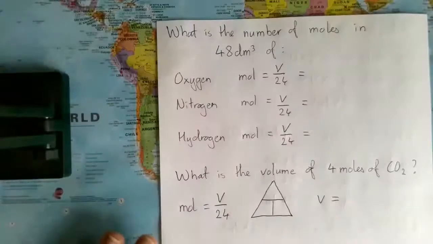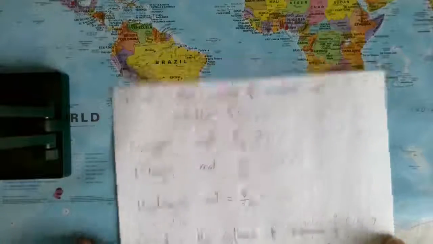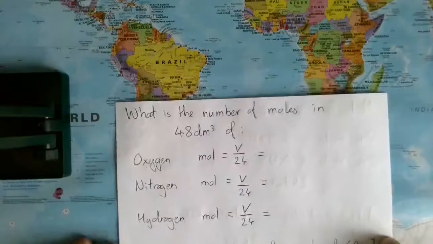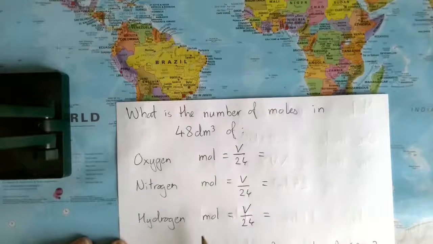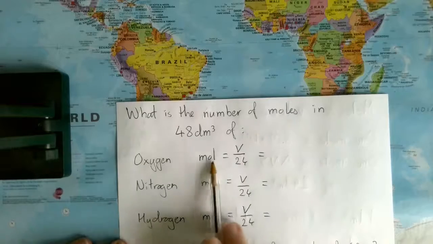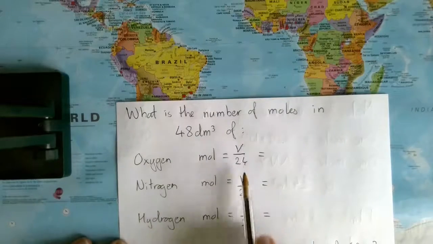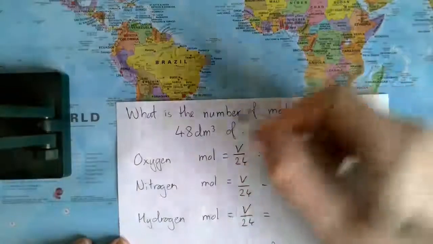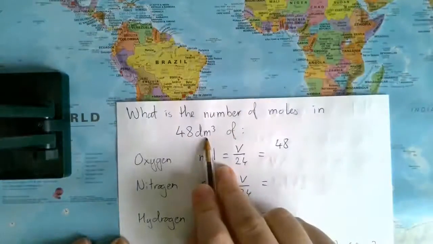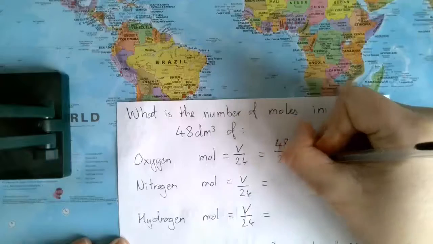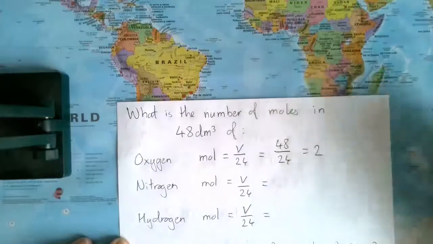Let's try this out. Here's the question. What is the number of moles in 48 decimeters cubed of oxygen? Why not go with an easy one? Here's the equation. Number of moles, volume over 24. You simply look in the question, find it's 48, double check the units, yep, divided by 24, and that equals 2 moles.